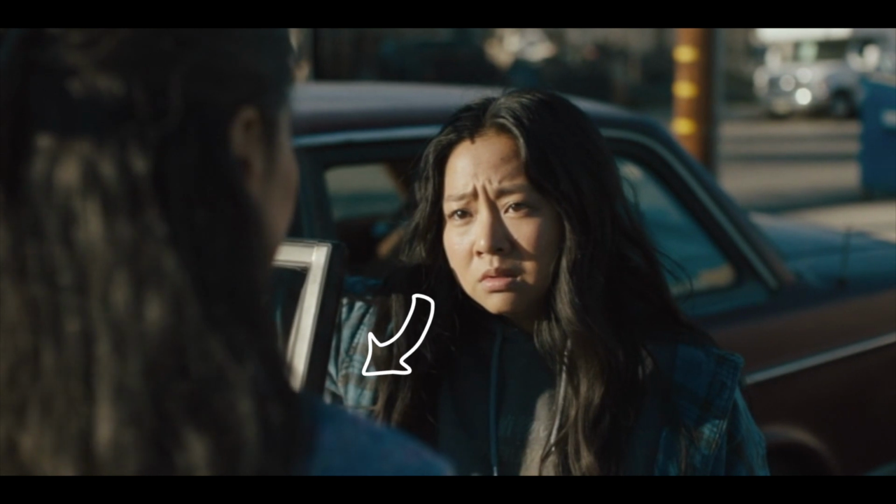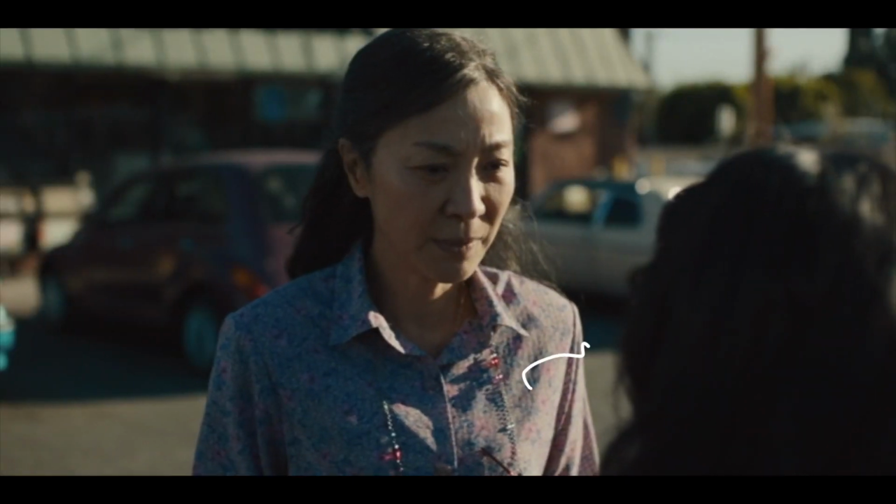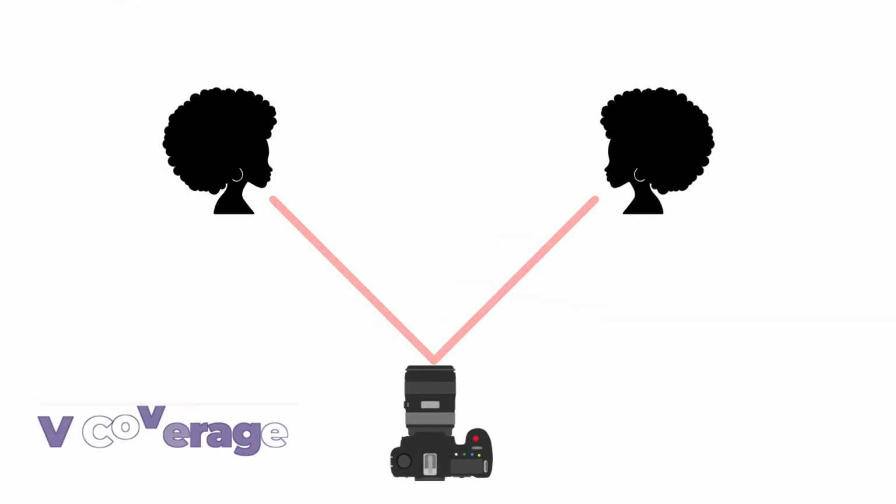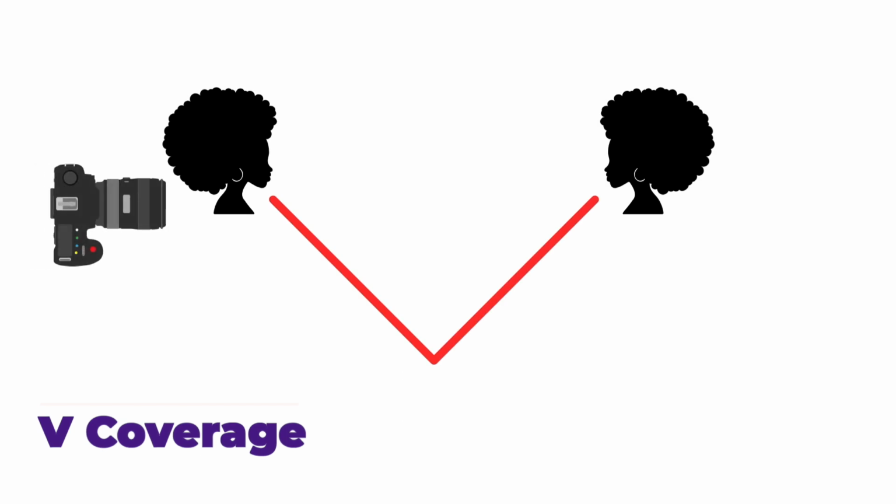Next, we get shots of the entire scene from each character's POV, or point of view. This can be their close-up in an OTS or over-the-shoulder shot, when you're shooting over the shoulder of the other character, or a clean close-up, when all you see is the other character and there's nothing else in the foreground of the frame. When we put all these shots together, it's called V coverage, and it is the most common way to shoot a scene.